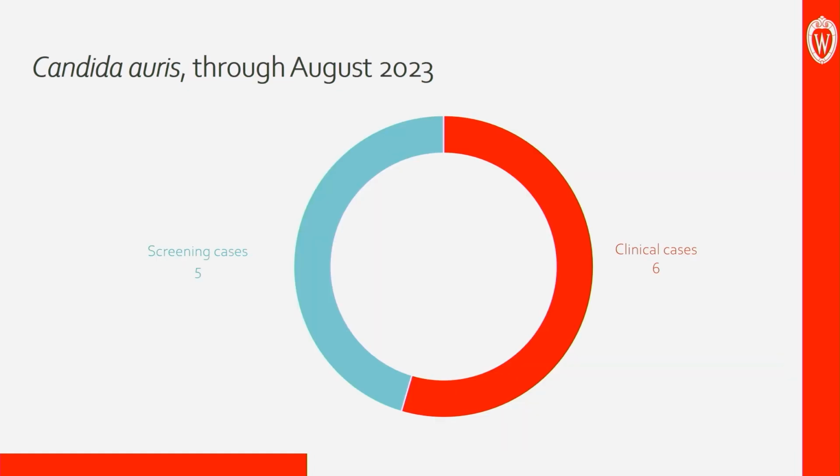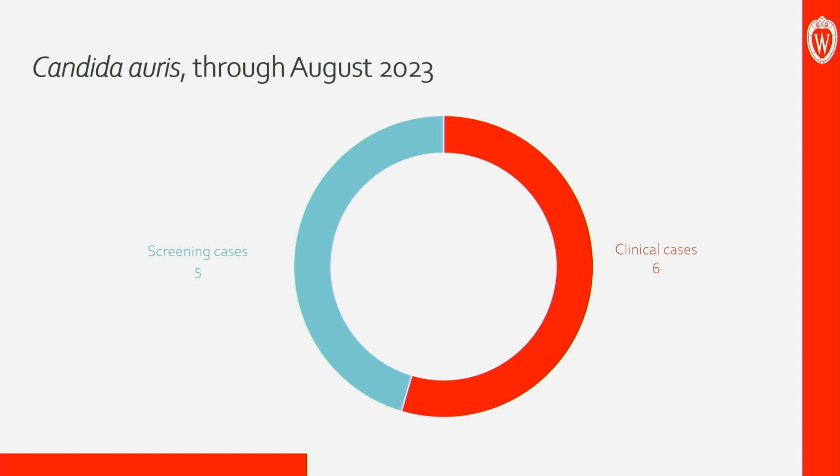And then Candida auris. So we were late to Candida auris. I think we were the last state in our region and the last of the states that we border to see it in a Wisconsin resident. But we did get our first case in early 2022. These are all of the cases that we have seen as of when I made this presentation a couple weeks ago. And we had seen 11, so 6 clinical, 5 screening.